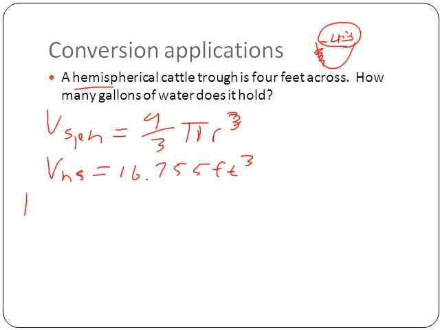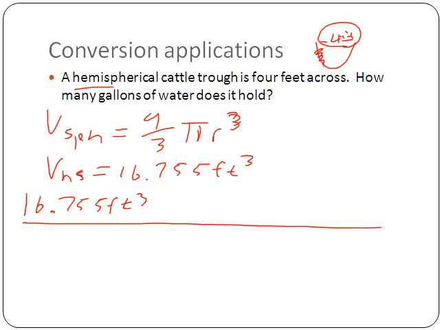But we want this in gallons. And so we're going to start off with this number right here, 16.755 feet cubed, and we're going to put this into our table. We want to first get rid of feet cubed. How are we going to get from feet cubed to gallons? We can go from feet cubed to inches cubed, and from inches cubed to centimeters cubed. From centimeters cubed, we can go to milliliters. From milliliters, we can go to liters. Liters, we can go to quarts. Quarts, we can go to gallons. A lot of steps, but it should work.